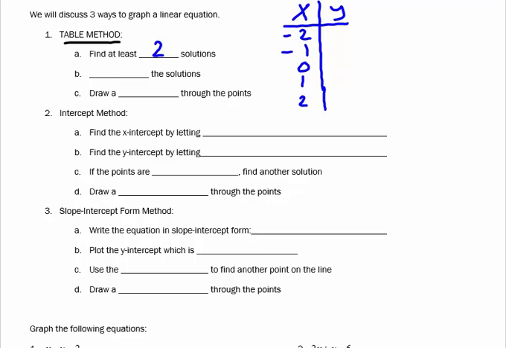Next thing you'll do on that one is you will plot the solutions on the coordinate plane and then draw a line connecting those points. So like I said, the table method is great, it always works, but it's not always the fastest.